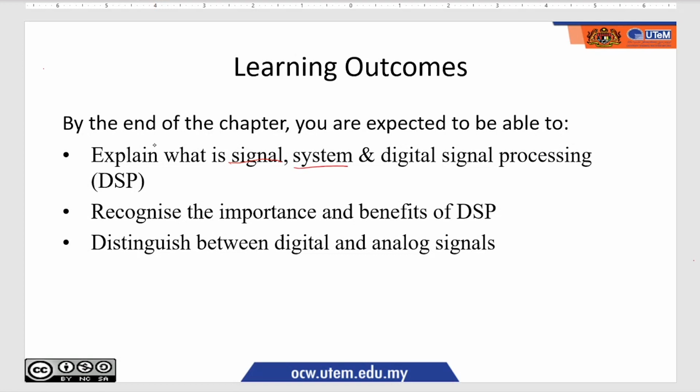So we have a signal over here. What is the system that will be involved, or the filter designing for the system? Lastly, the whole elements from the signal and system together form the whole system called digital signal processing. Then the students need to recognize the importance and the benefit of DSP. This one is more theoretical, explaining rather than a calculation problem. And at the end, distinguish between digital and analog.